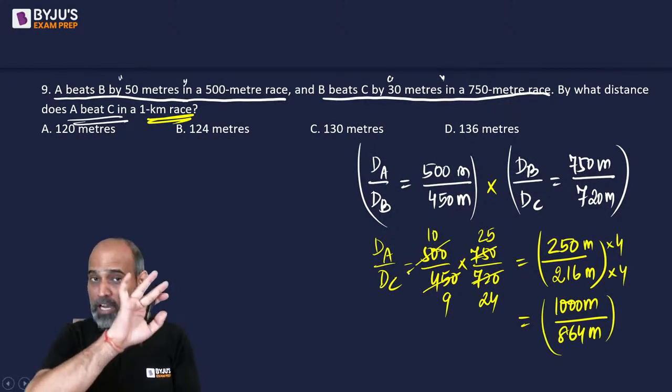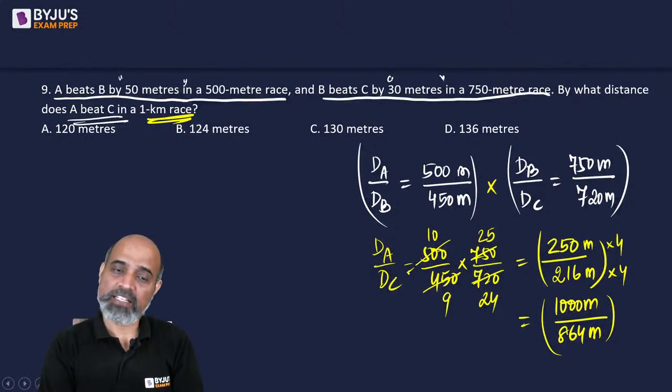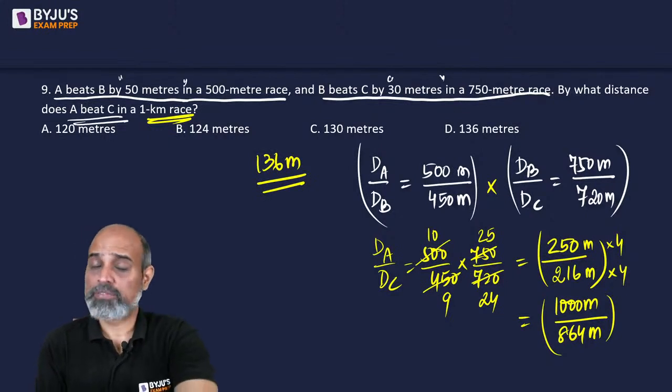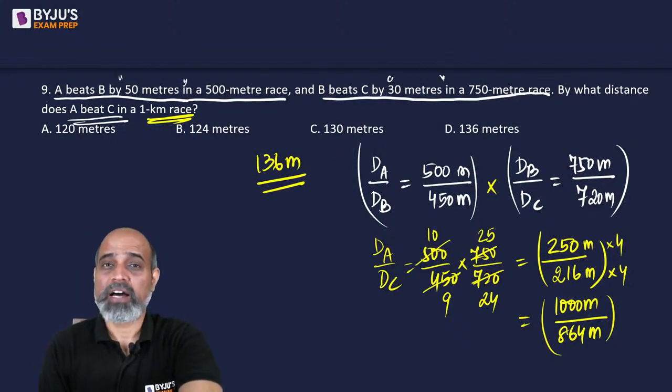So A जब 1000 cover करता है, C केवल 864 करता है. So that's a shy of 136 meters से lose करता है C. In other words, A beats C by 136 meters.